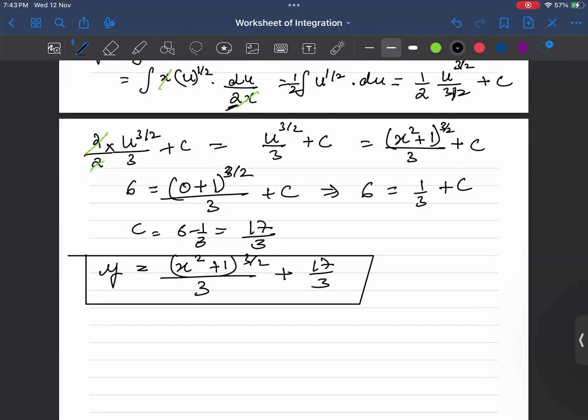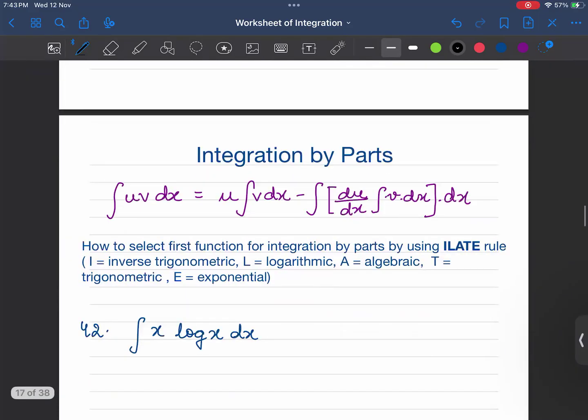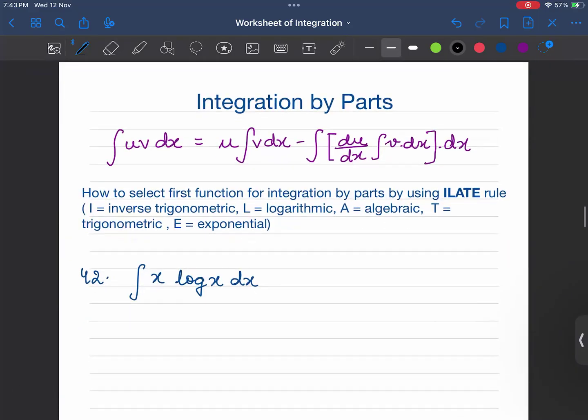Okay, let's take a break for 2 minutes, and then we will come back for integration by parts.